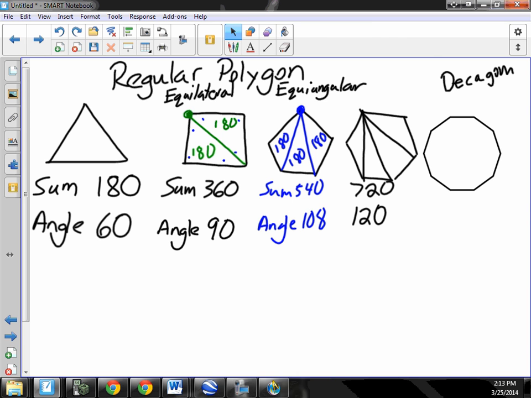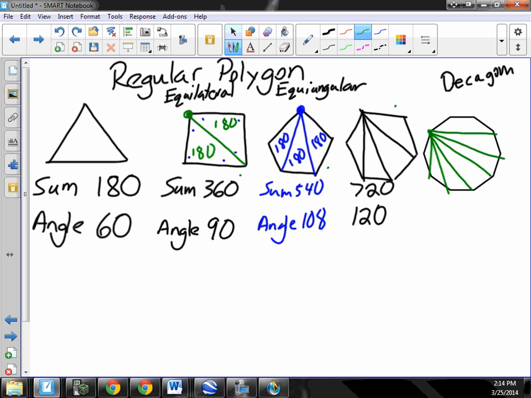So there's a decagon. How many triangles are going to be in a decagon? Well, let's compare. What's the comparison of the number of sides to the number of triangles? 3 sides, how many triangles? 1. 4 sides, how many triangles? 2. 5 sides, how many triangles? 3. 6 sides, how many triangles? 4. So I should be able to draw 8. 1, 2, 3, 4, 5, 6. Was that not a decagon? Oh, but now I drew 7 lines, so there are 8 triangles.